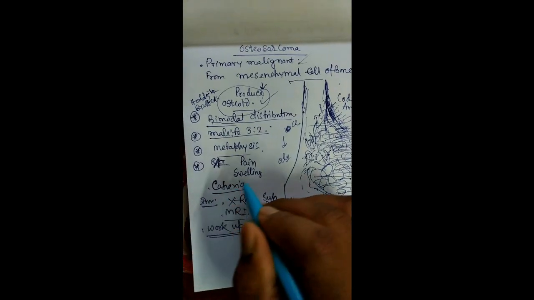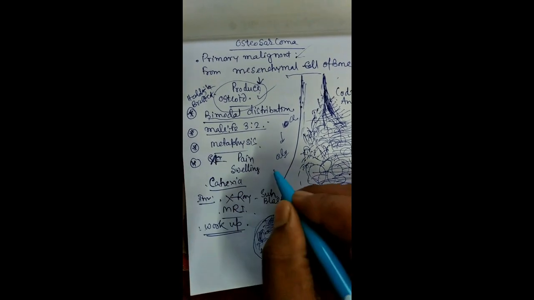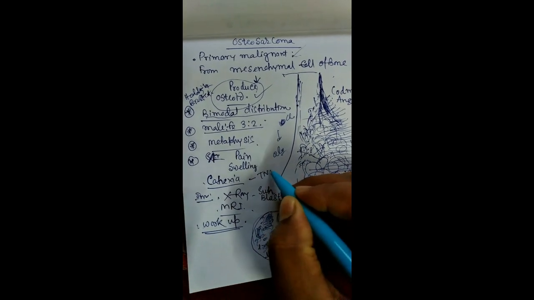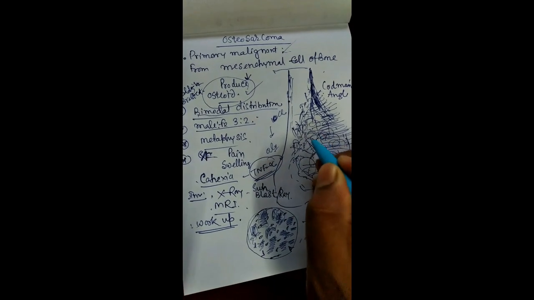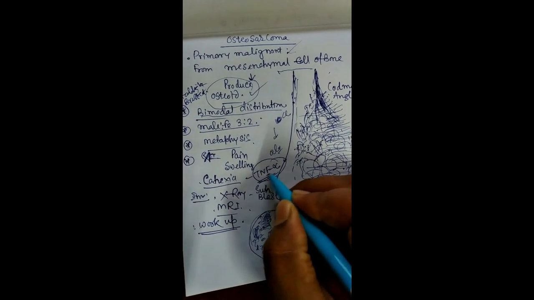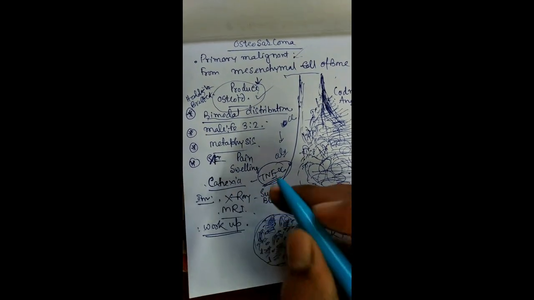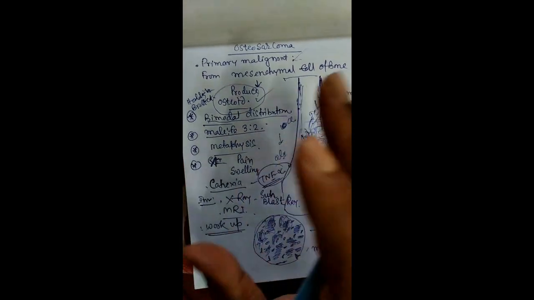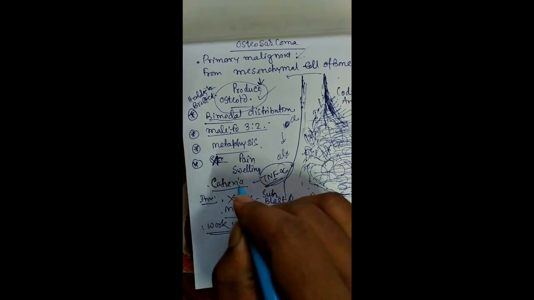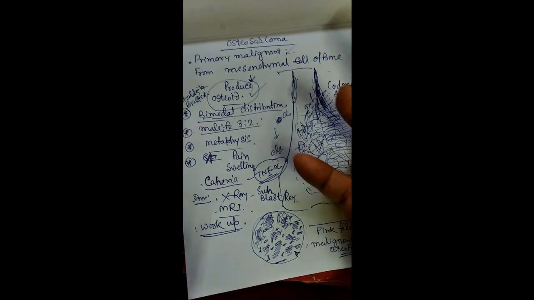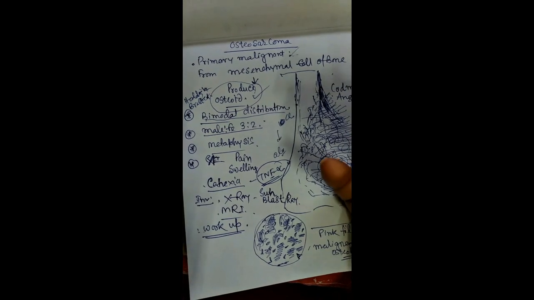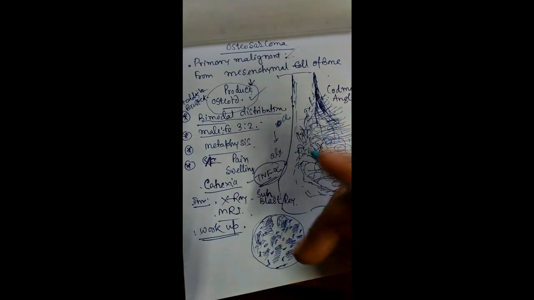Now, this is called tumor cachexia. It is due to tumor necrosis factor alpha. This bone tumor secretes tumor necrosis factor alpha, which can cause a hypermetabolic state and a toxic look. This is called tumor cachexia. The patient will be very weak, sick, with a toxic look, high temperature, and lean and thin.